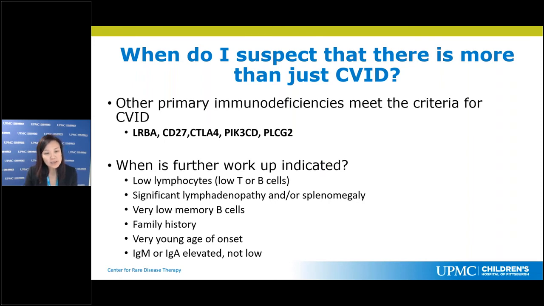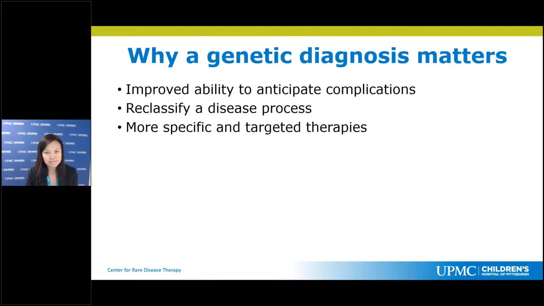And then the other thing that makes me wonder if this isn't CVID is if your IgM or your IgA are high, not low. That's a little unusual. That tells me that there's some sort of dysregulation of your immune system going on. I don't classically see a really elevated IgA or a really elevated IgM in CVID, right? But for PI3 kinase, I would see a high IgM eventually. For ataxia telangiectasia, I'll see a high IgM. So it leads me to wonder if there's something else going on.